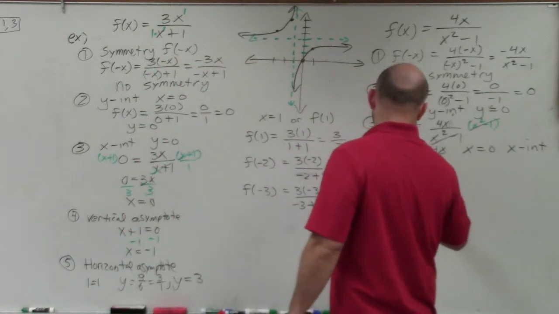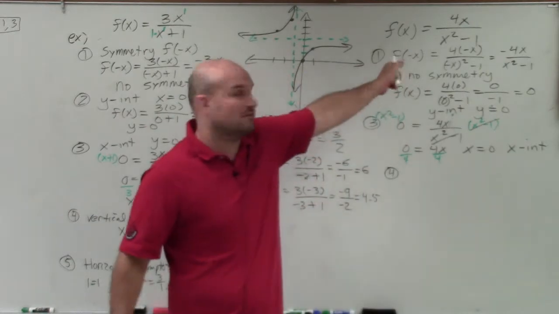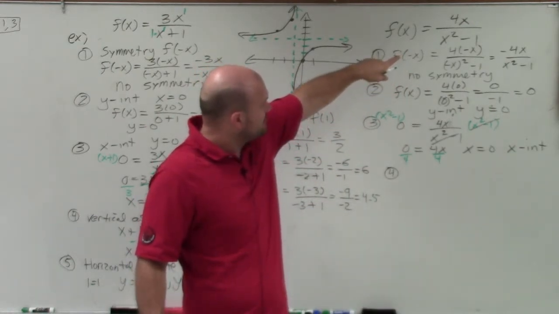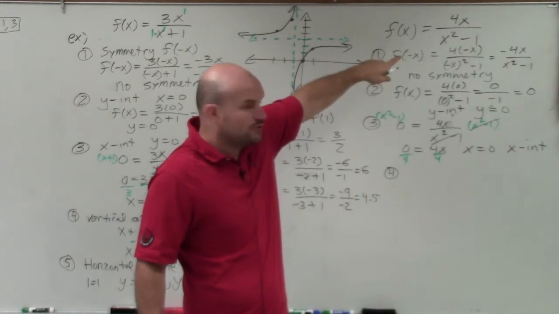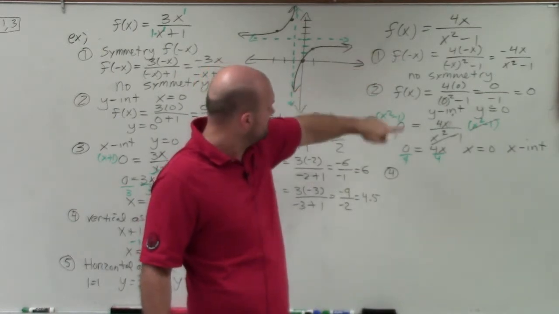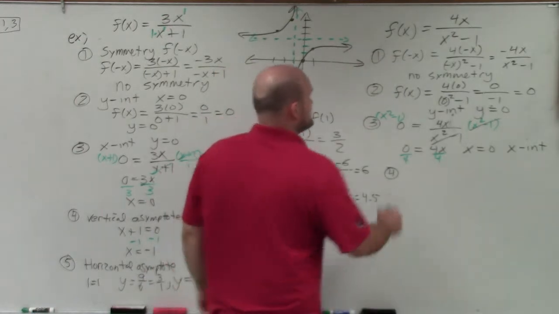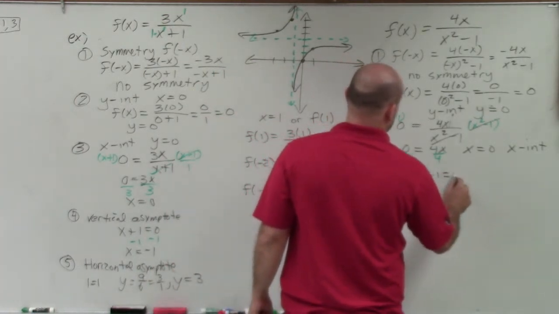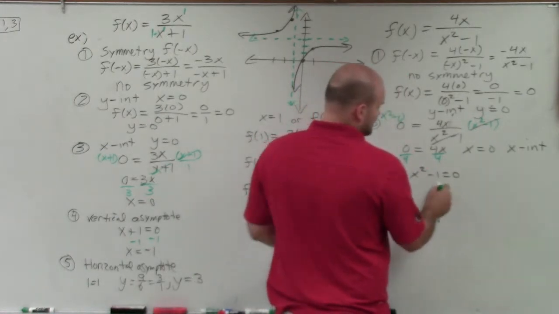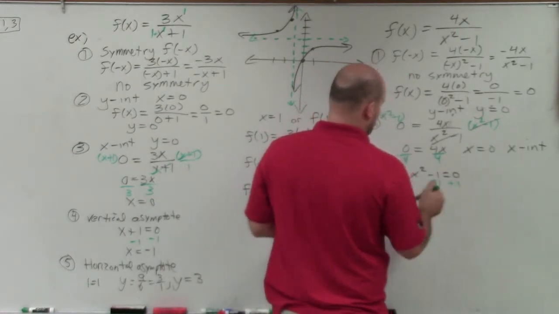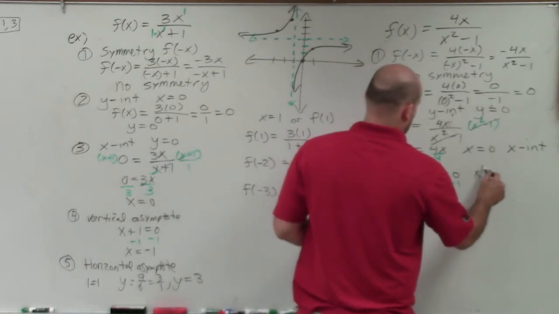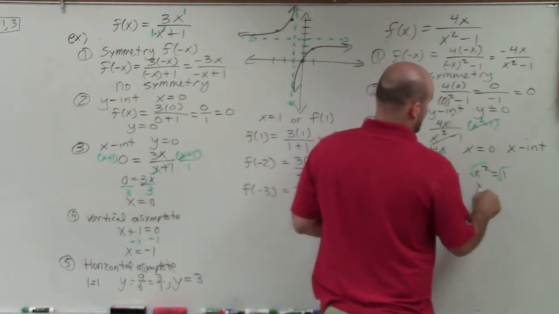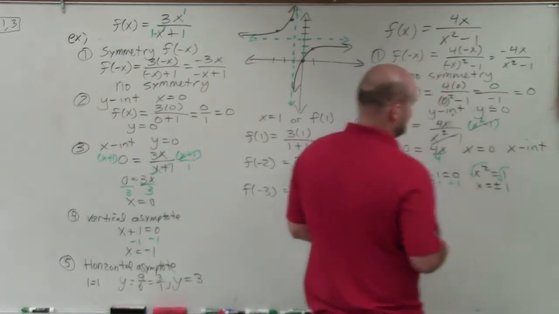Step number 4 is to find your vertical asymptote. Basically what we're going to do is set our denominator equal to 0. So I'm going to say x squared minus 1 equals 0. Then I can just solve. I could use difference of two squares, or I could use my square root method. So I have x squared equals 1. Take the square root, take the square root. x equals plus or minus 1.